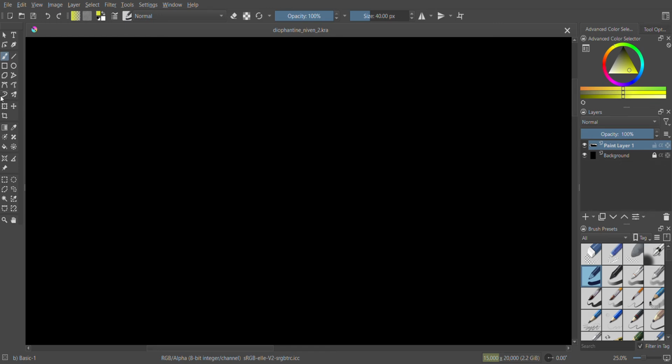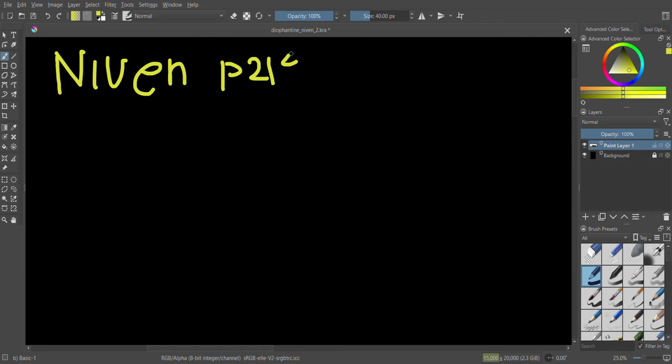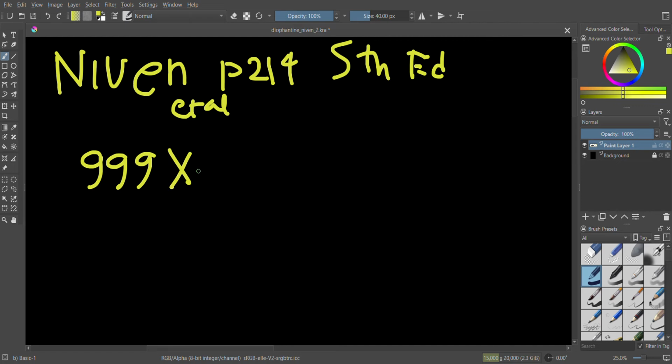I'm going to continue with where I was with Niven's example, and it's on page 214. I looked it up. It is the 5th edition, Niven et al. And this is the Diophantine equation 999x minus 49y is equal to 5,000.